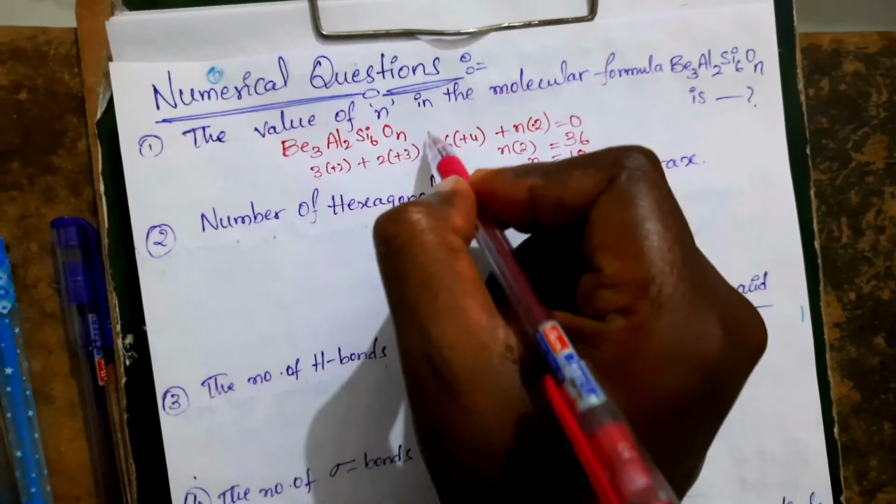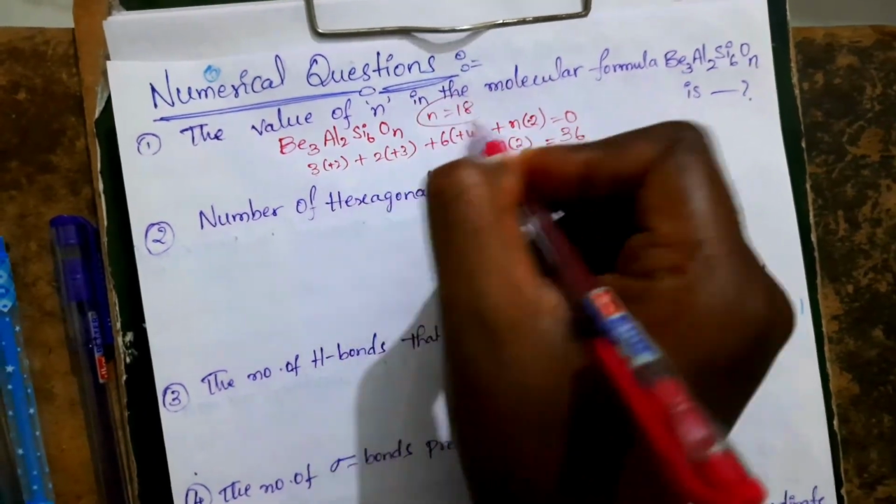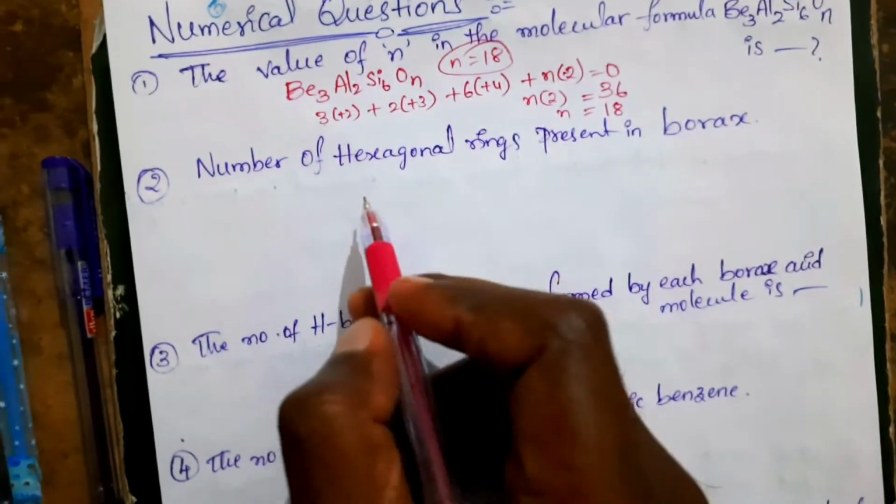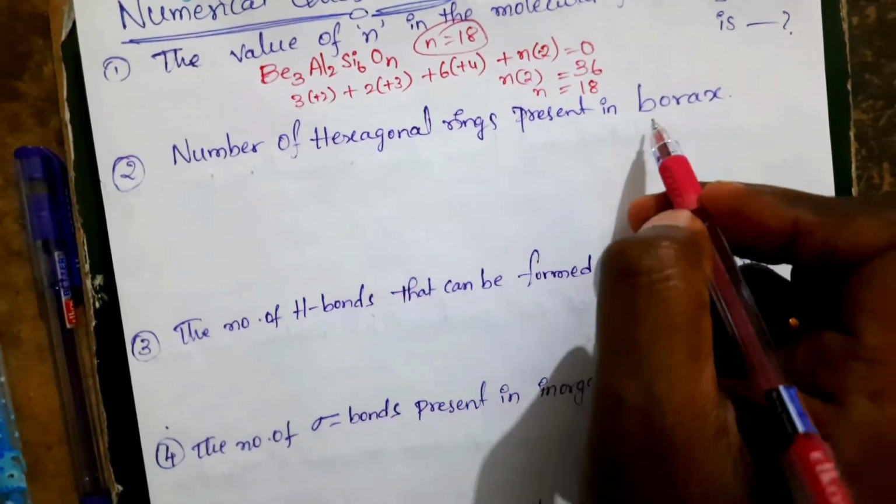Here what is the N value? N is equal to 18. Is that clear? Now next question: the number of hexagonal rings present in borax.